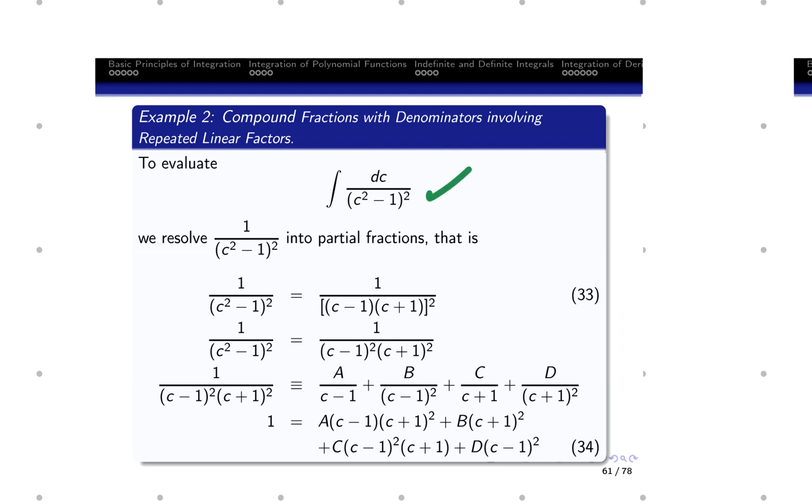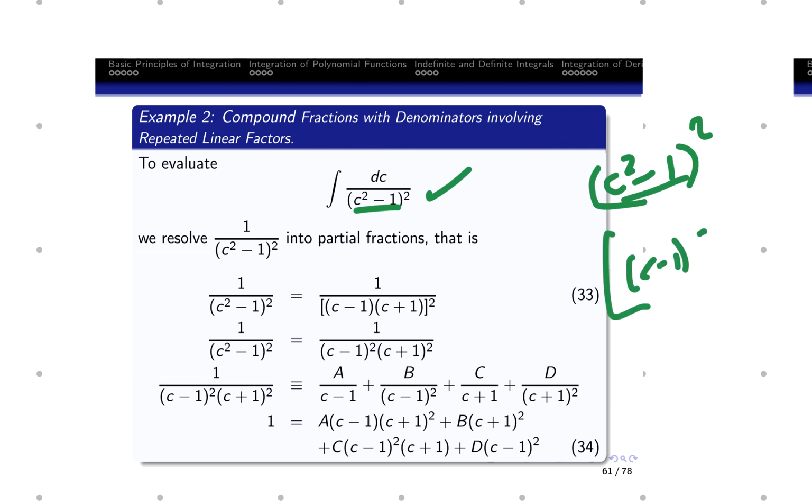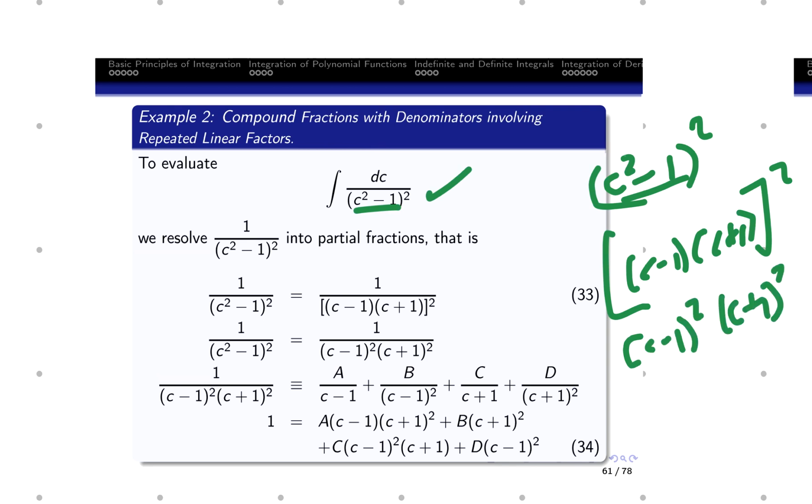So, we can resolve this. You can see this already. C squared minus 1 is a difference of 2 squares. So this alone, you can express as c minus 1 into c plus 1. Then everything is now raised to power 2. So it means you have c minus 1 squared into c plus 1 squared. So you see, this is linear, but it is repeated because it has power 2. C plus 1 is linear, but it is repeated because it also has power 2. And that's exactly what we are doing in this case.